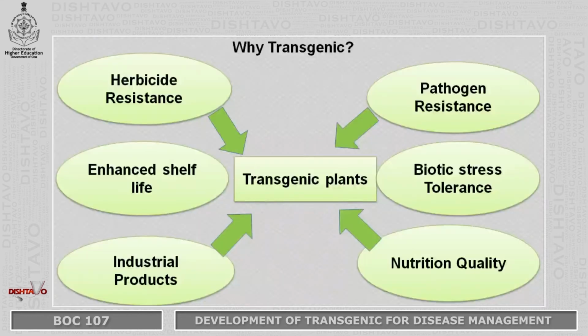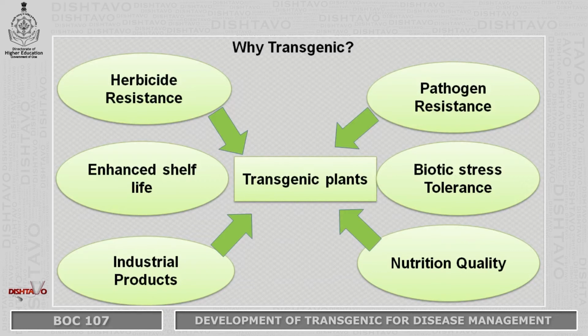Now we will see in pictorial form why transgenic is required. The first point is pathogen resistance. We can help the host plant develop resistance, which will help protect it from pathogens. Then, to avoid biotic stress, it helps the plant increase its tolerance to biotic stress. Then, we develop transgenics to improve nutrition quality.